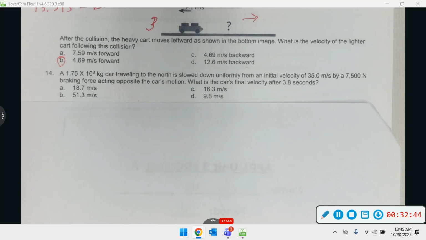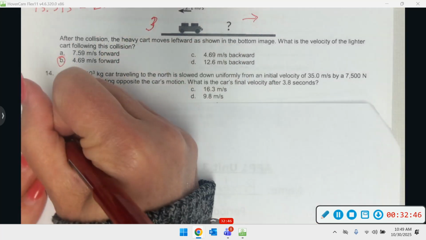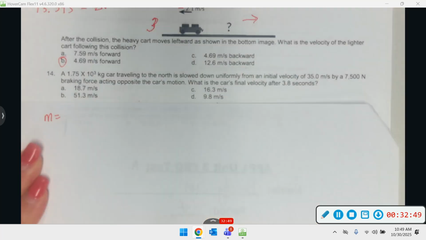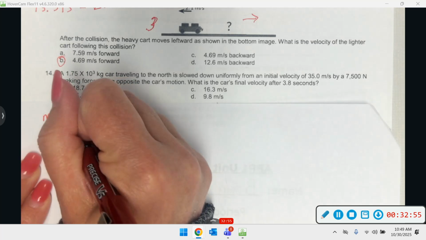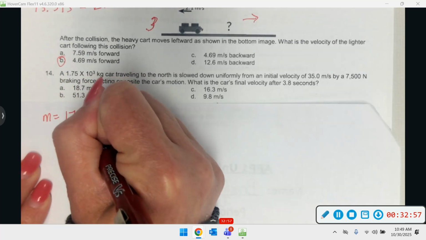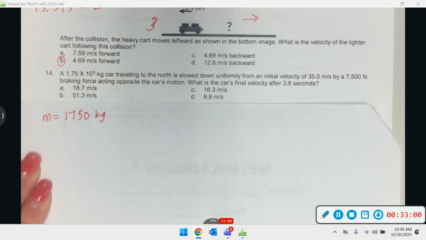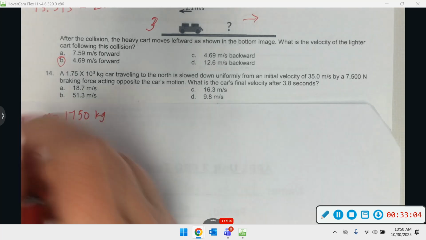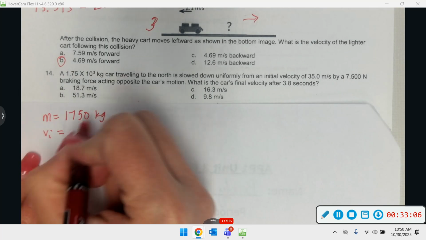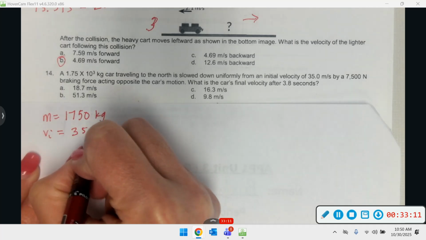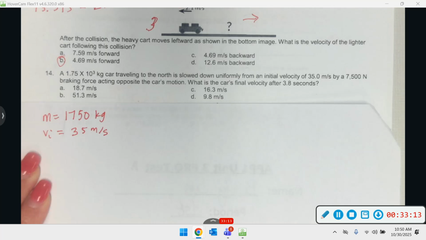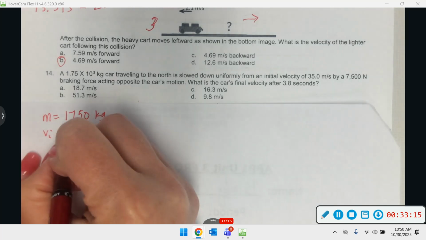It would be good to start by writing out our given information, starting with our mass, which I would prefer to write in standard form instead of leaving it as in scientific notation, but that's up to you. 1.75 times 10 to the third is simply 1,750. So I'd prefer to write it that way, but you don't have to. You can leave it in scientific notation if you want. It gives me an initial velocity of 35 meters per second to the north.